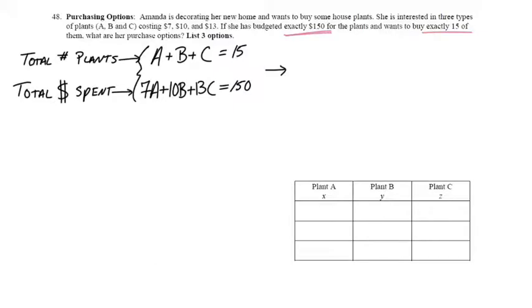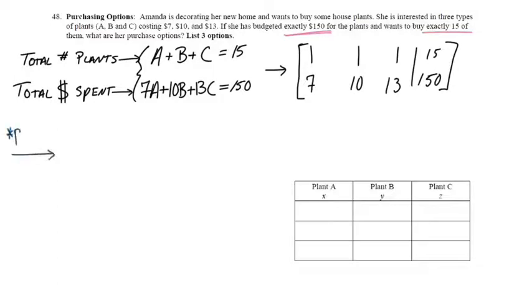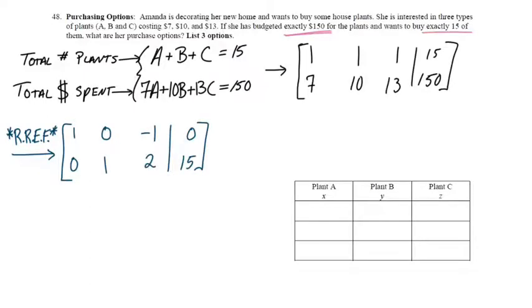All right, so we've got our two equations based on the total number of plants and the total amount of money spent. We could write these with X, Y, and Z, but we know that X represents the number of plant A, Y represents the number of plant B, and so on. So let's go ahead and put this into our augmented matrix before we do reduced row echelon form. There we go. There's our augmented matrix. That's a 2x4. We put that in our calculator and run the RREF command to get this in reduced row echelon form. And this is what we get.